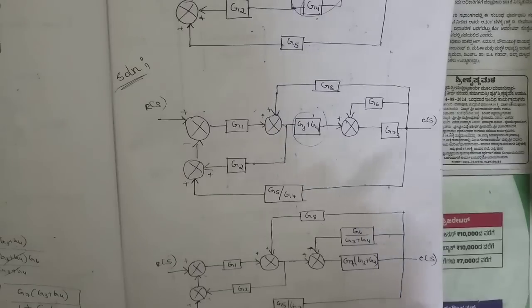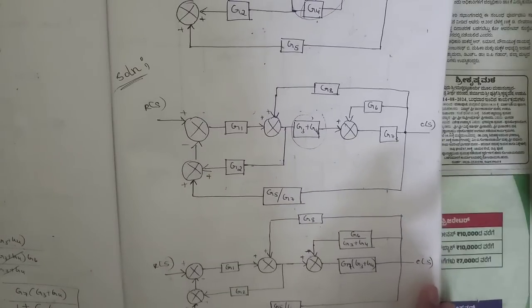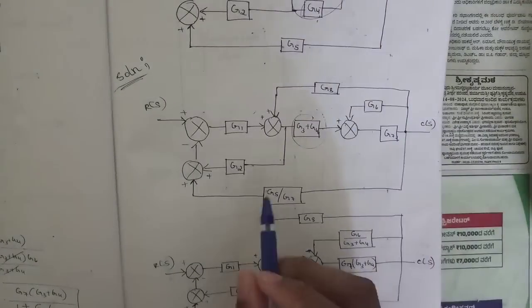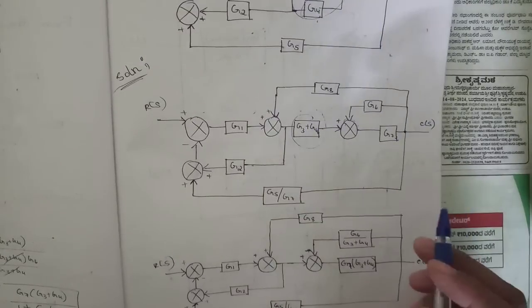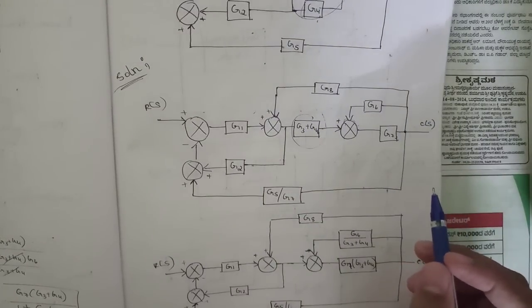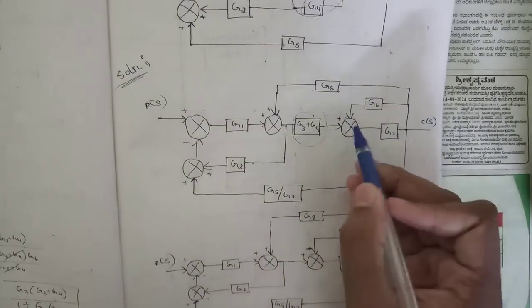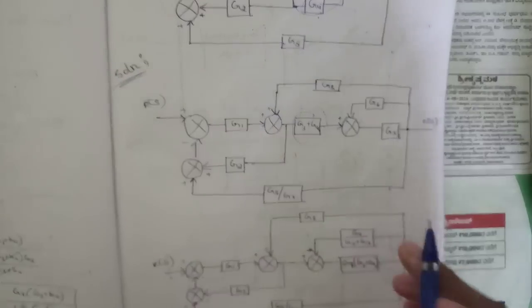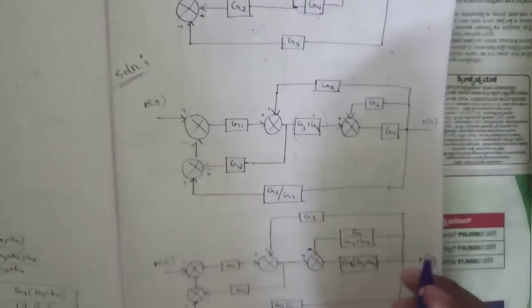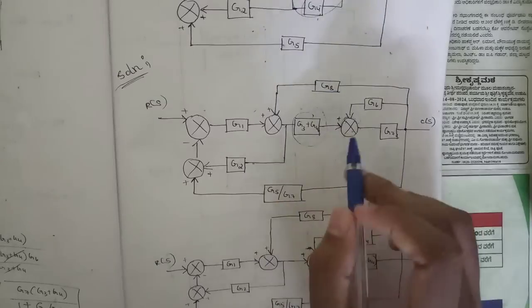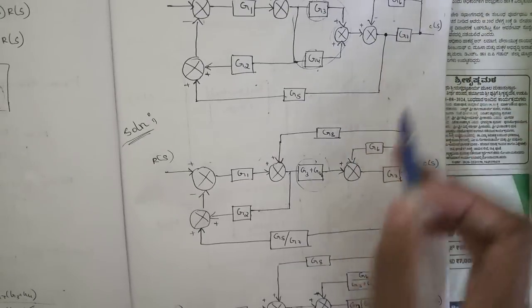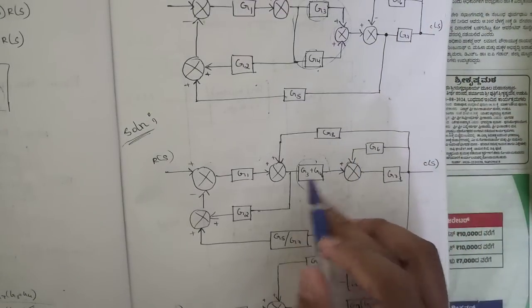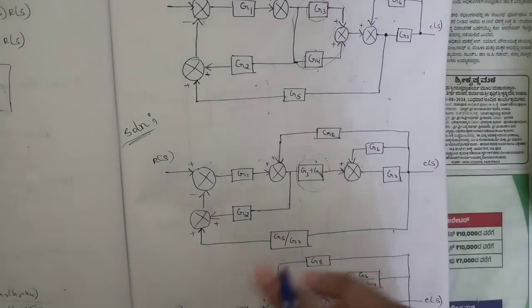So now in the next step, what I have done here is I have shifted this summing point behind this block G3 plus G4. Whenever we shift a summing point behind the block, it's the same as when you shift the takeoff point in front of the block: the condition remains the same. It would be getting divided.